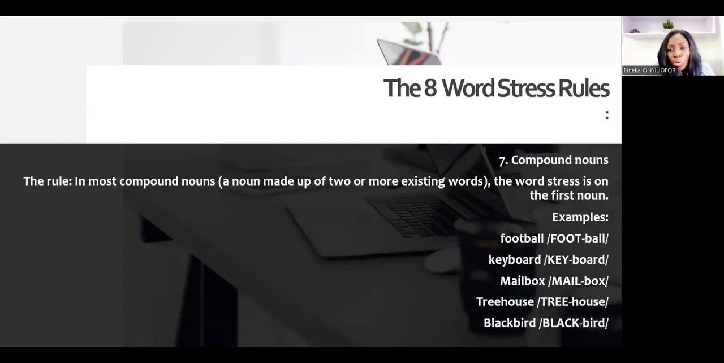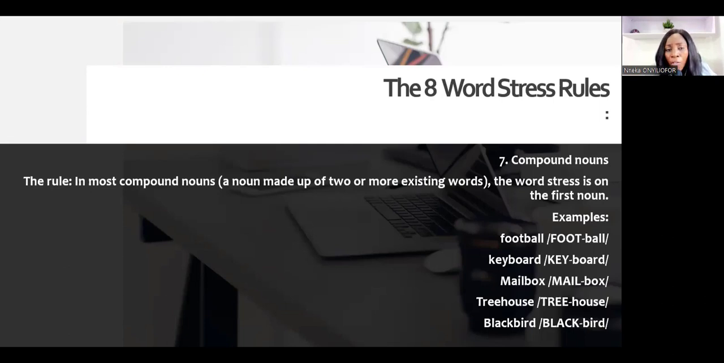Now let's go to rule number 7, compound nouns. The rule: in most compound nouns, a word made up of 2 or more existing words, the word stress is on the first noun.